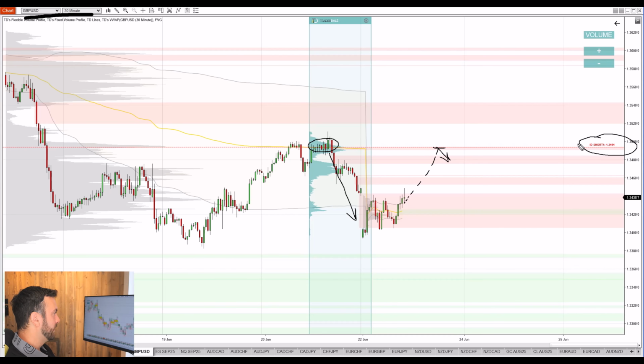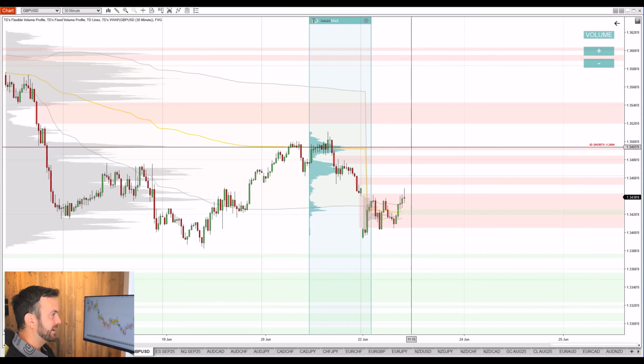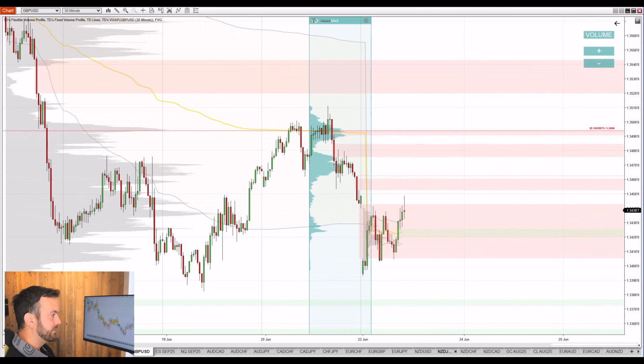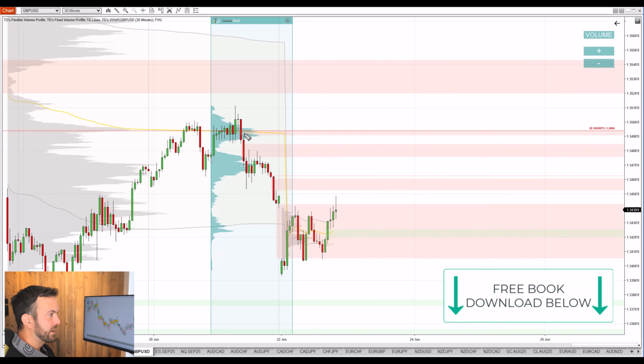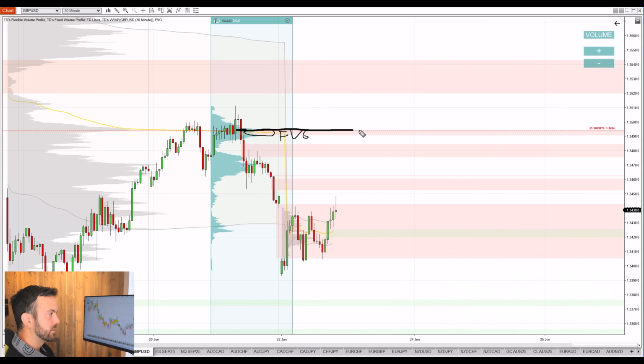The level is at 1.3494, and the reason why I have the level exactly right here is if I zoom this in, you'll see it better. There's also a fair value gap highlighted in red. It's a small fair value gap, but it's there. And I like to trade from the beginning of the fair value gap, which is right here at our level.